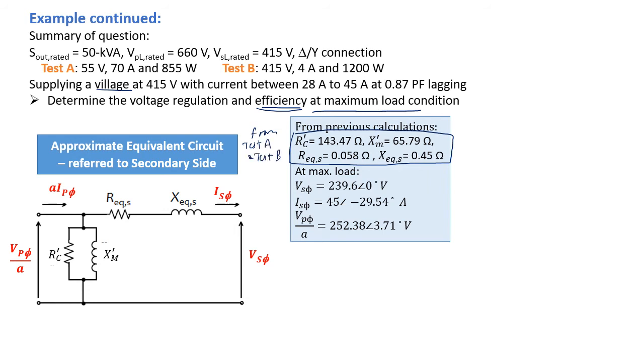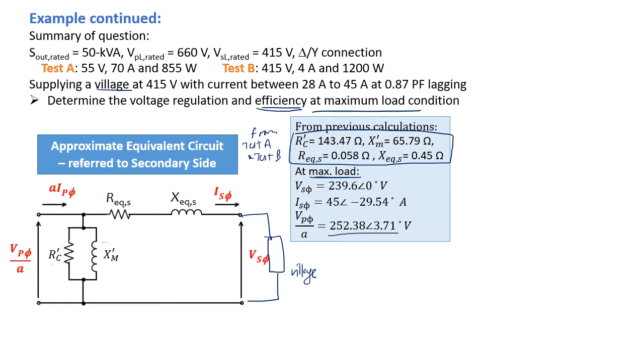Okay, and once we had the equivalent circuit parameters, using the equivalent circuit and the conditions of the load, remember the load is connected here, which is the village. So we found that at maximum load, the VS phase is 239.6 angle 0, the IS phase is 45 angle negative 29.54 amperes, and the VP phase over A we calculated to be 252.38 angle 3.71 volts.